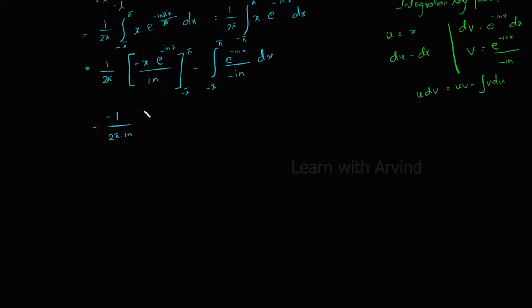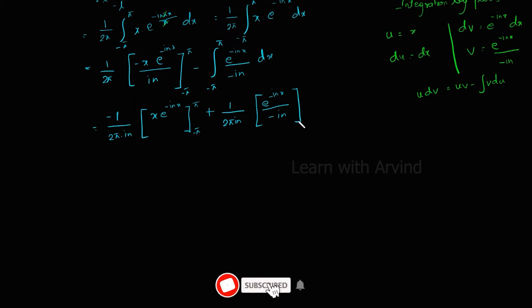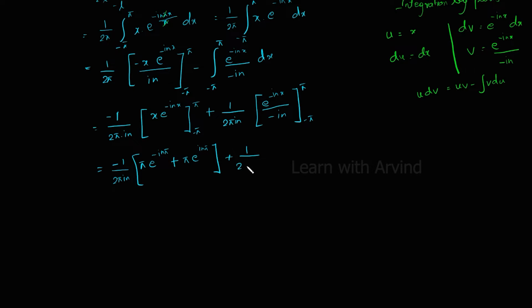taking i n, which is a constant, as common, while integrating we got e power minus i n x divided by minus i n. Now we will be applying the limits. Minus 1 by 2 pi i n, pi e power minus i n pi minus of minus, so plus pi e power i n pi, plus 1 by 2 pi i n e power minus i n pi minus e power i n pi.